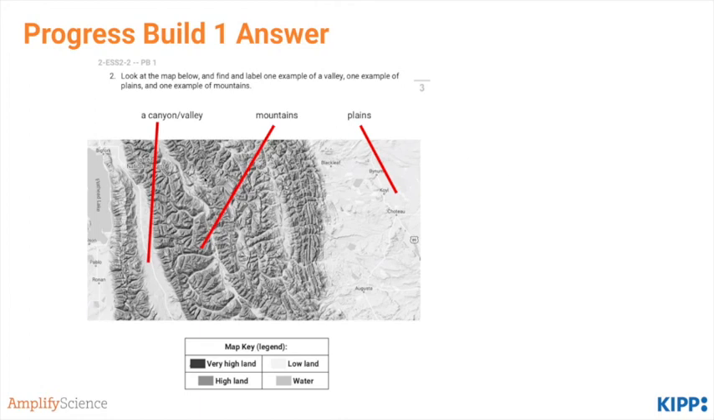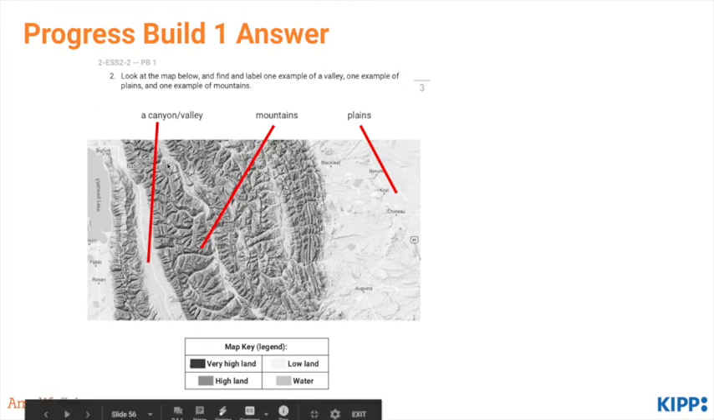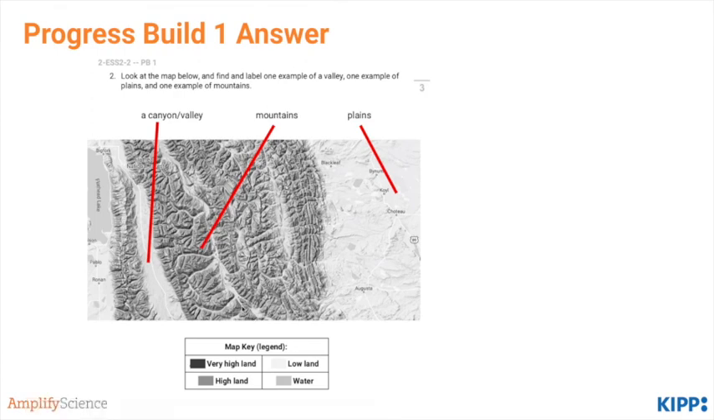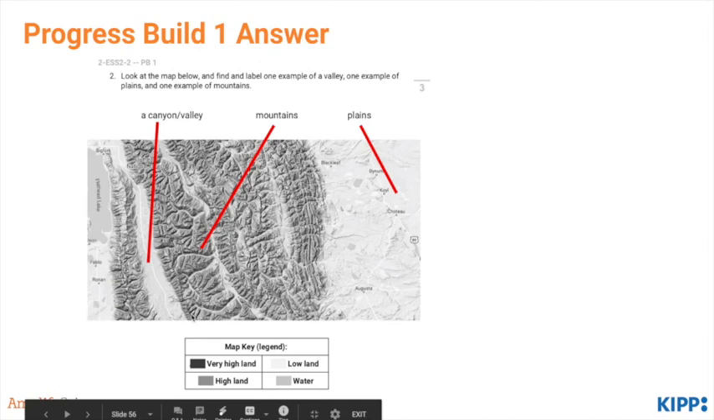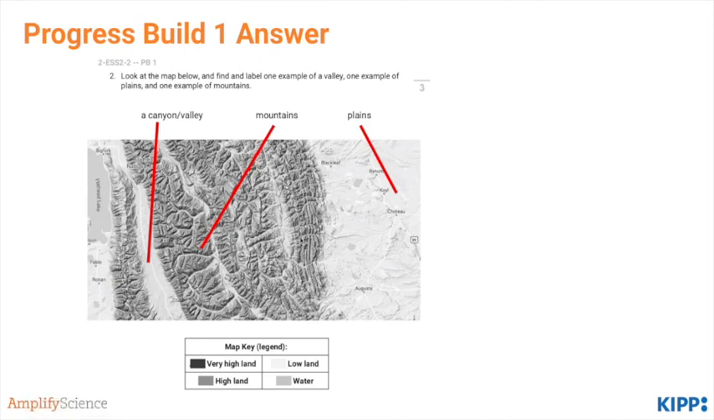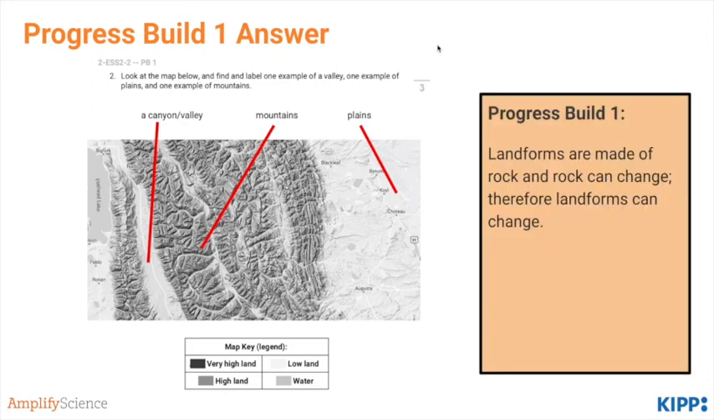Great. For canyon or valley, you could have marked any valleys here. This is a prominent one. You could have also marked this one, or even little ones in here, all constitute valleys. Mountains, all of these are mountains over here, as well as over here. And finally, plains. These are pretty much plains over here, and plains over here. So the idea is students are able to identify basic landforms. This assesses Progress Build 1, shown here.